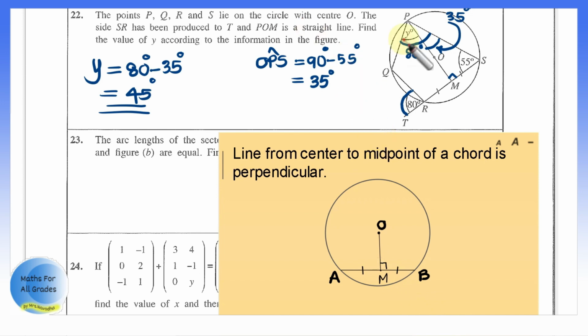That's the theorem. Now look here, O is the center and you can see SR is the chord and M is the midpoint of that chord. According to the theorem, OM is perpendicular to this chord SR. After finding that, we can easily find out this angle. It's 35 degrees. We have calculated it here and we know this whole angle is 80 degrees. So we can find y by subtracting 35 degrees from 80 degrees. So the answer is 45 degrees.